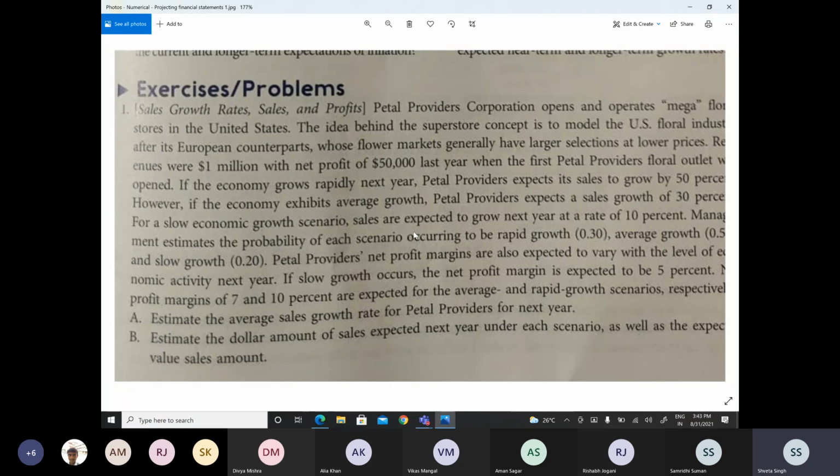Am I audible, Samriddhi? Yes ma'am, you are. Okay, because it is giving me a message called bad network quality and also that's okay. Okay, fine. Okay.